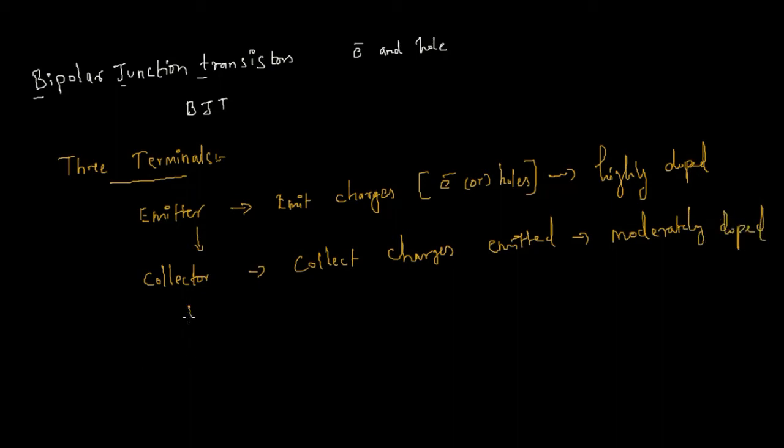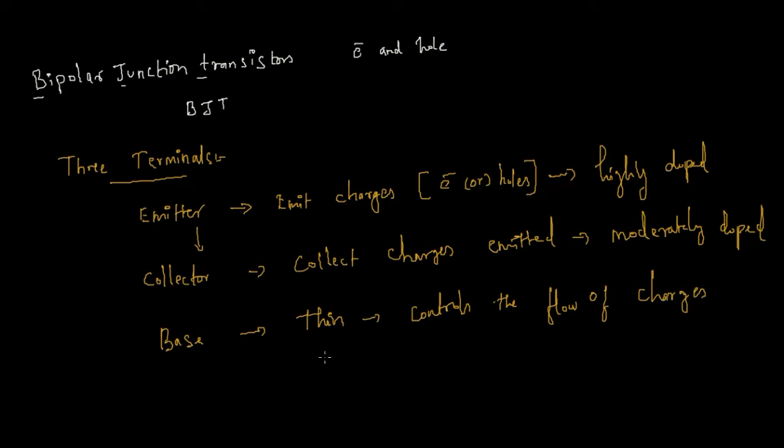The last one is the base. Actually only one base is available. The duty of the base is to control the flow of charges between the emitter and the collector. The base is thin, and it is very lightly doped, right? It controls the flow of charges, so it is very lightly doped.